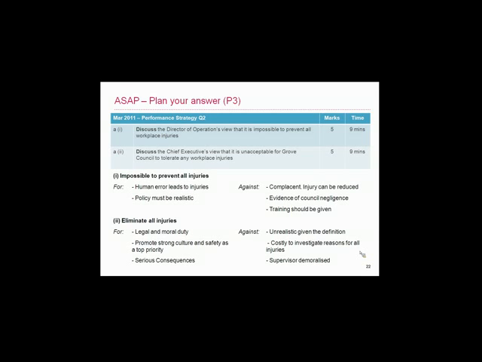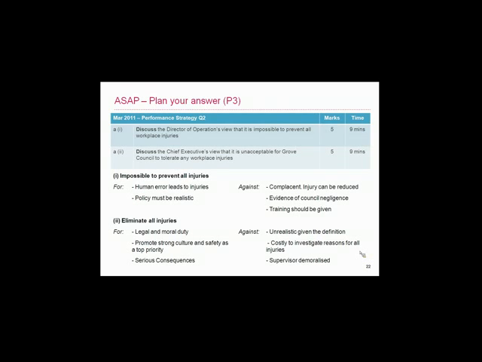But why should we be against that statement? First of all, clearly the director is being complacent. 150 last year is still a very high number, and injuries can be reduced. Taking that viewpoint is also evidence of the council neglecting the health and safety of its employees, and it's clearly a sign of negligence. Training really should be given to ensure that all the employees are aware of the risks they're facing, and they will be careful enough.